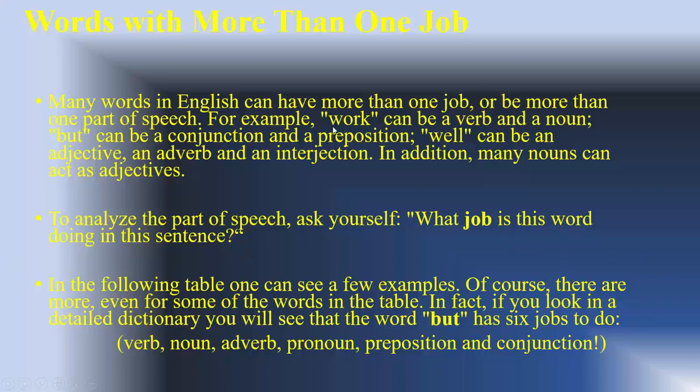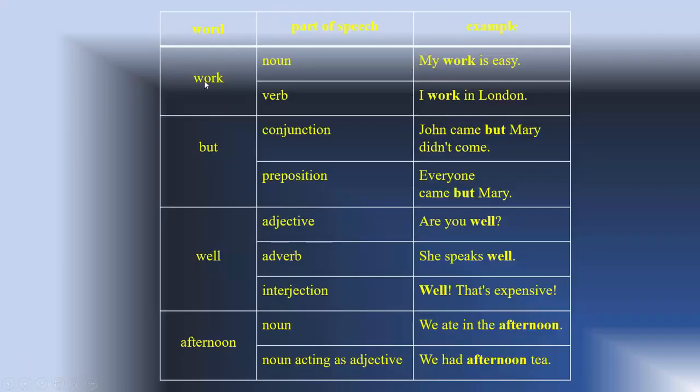To analyze the part of speech, ask yourself, what job is this word doing in this sentence? So when a word comes, is it a verb or is it a noun? What's its job in the sentence? In the following table, one can see a few examples. Now, work, noun and verb. My work is easy. I work in London. So this is a verb, this is a noun, and it's quite clear from the meaning of the sentence.